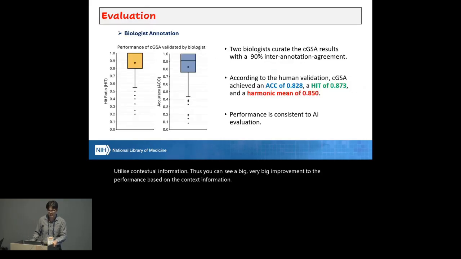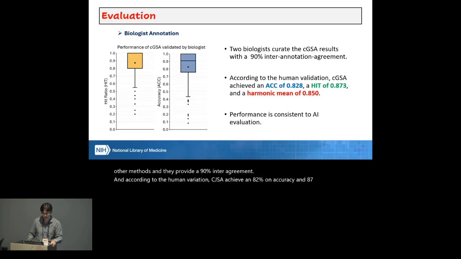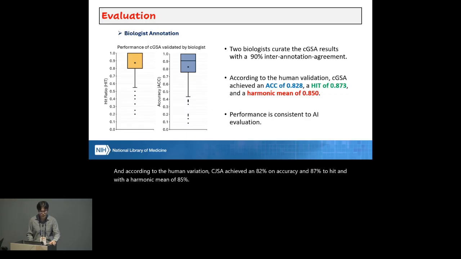And also, we asked curators, biologists, to curate the CGSA results only, but not other methods. And they provided 90% inter-agreement. And according to the human evaluation, CGSA achieved 82% on accuracy and 87% on hits, with a harmonic mean of 85%. And this result is consistent with the AI evaluation.